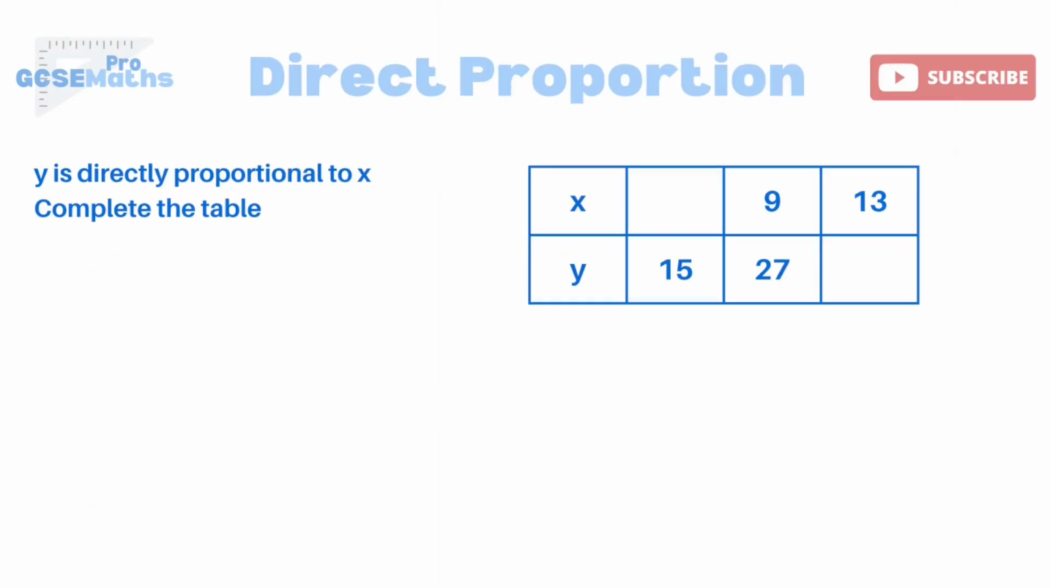So we'll go through a variety of questions. The first one I've laid out in a table format. They might do that, or there'll be others where we don't use a table as well. So we've got y is directly proportional to x. And then the question is just to complete the table. So we've got missing values of x and y.